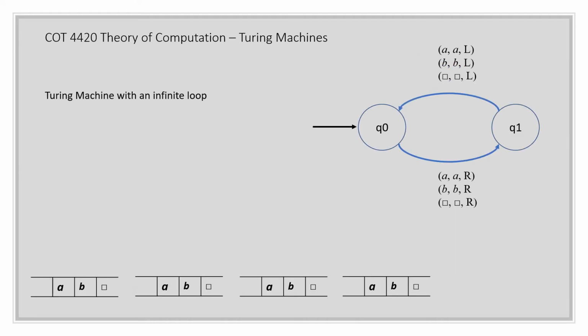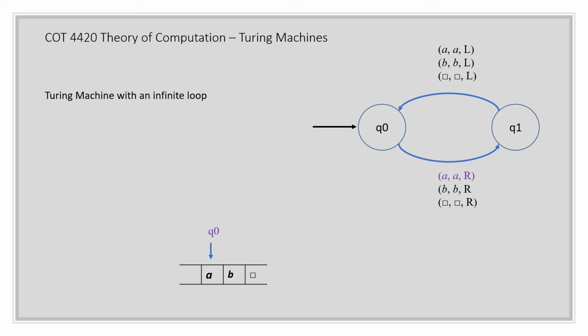So here's another example with an infinite loop. If you can't tell here, these are the arrows that go this way. So I'm in Q0 with an A. I'm going to leave the A alone and go right. Now I'm in Q1. There's a B. I'm going to leave the B alone and go left. Now I'm in Q0. There's an A. I'm going to leave the A alone and go right. Also move to a different state. And now I'm in Q1. I'm going to leave the B alone and go left.